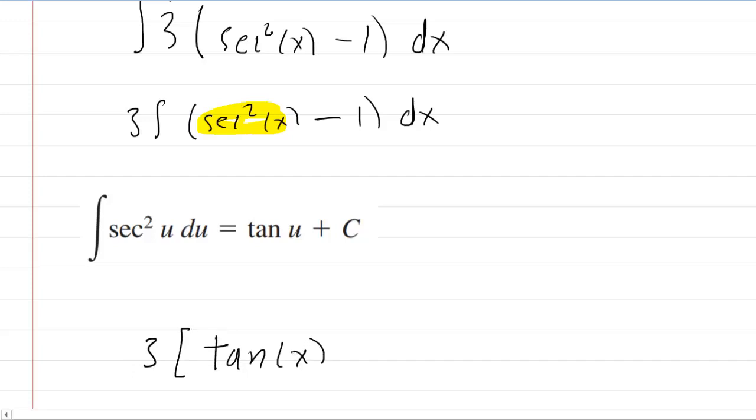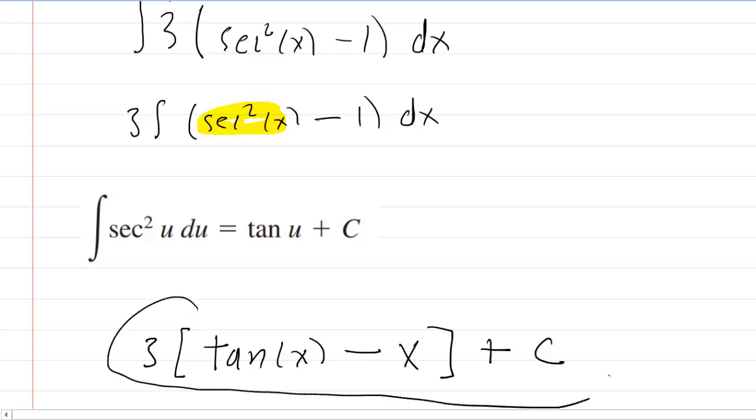In this case, our variable is x, not u. And then the second term, 1, that's very easy to integrate with respect to x. That just becomes x. And then you add your constant of integration, and you are done with the problem. This becomes the answer.